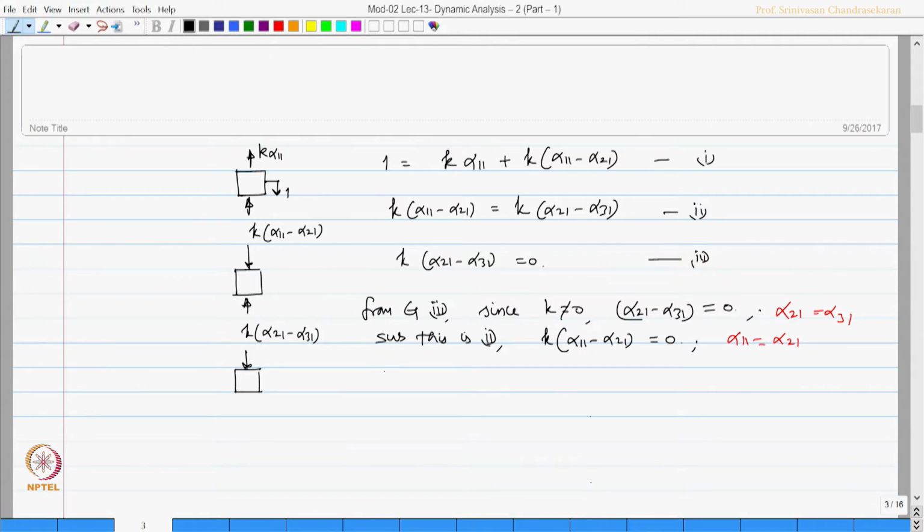Substituting this further in 1, we get 1 equals k alpha 1 1, which implies that alpha 1 1 is 1 by k. So, now I get alpha 1 1 is 1 by k, alpha 2 1 is also 1 by k, and alpha 3 1 is 1 by k. I get the first column of my influence coefficient matrix.